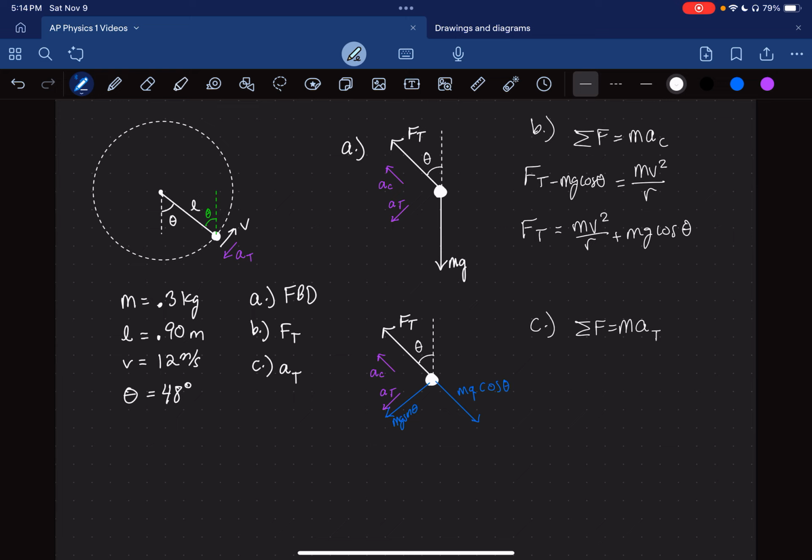And we're just plugging in some numbers here. Let's move that down. So the mass is 0.3. Speed is 12 squared. The radius is equal to L, which is 0.9, plus 0.3 times 9.8 times cosine 48 degrees. Cool. As usual, I don't have my calculator ready. Let's get that here.